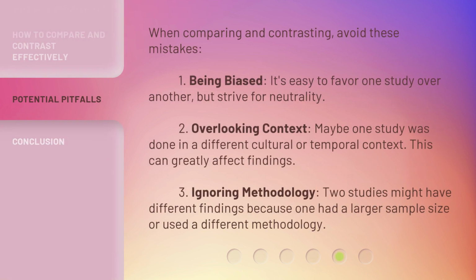When comparing and contrasting, avoid these mistakes. 1. Being biased. It's easy to favor one study over another, but strive for neutrality. 2. Overlooking context. Maybe one study was done in a different cultural or temporal context. This can greatly affect findings. 3. Ignoring methodology. Two studies might have different findings because one had a larger sample size or used a different methodology.